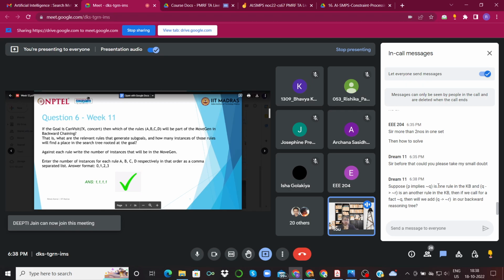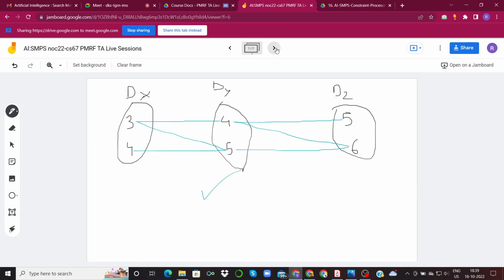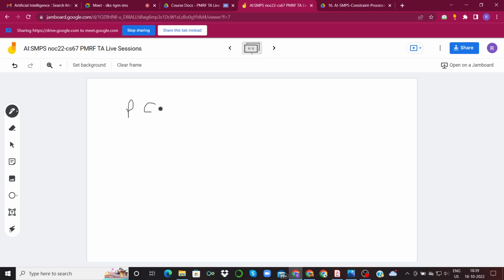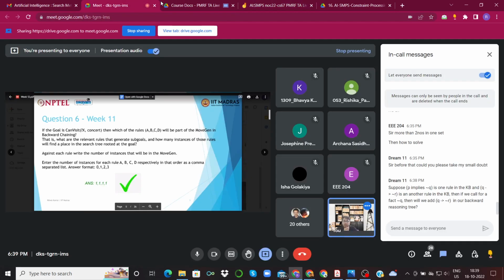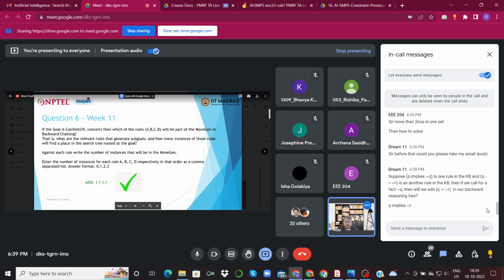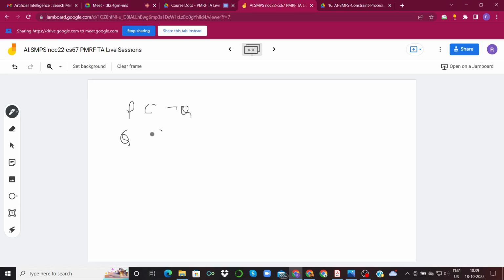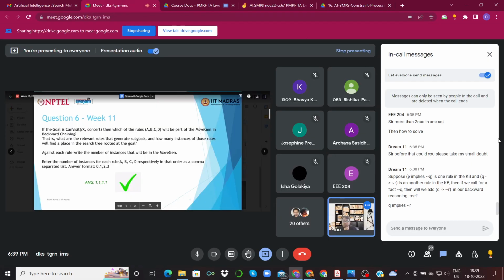Yes, you had a question. Suppose P implies negation of Q is one rule in the knowledge base. Let's write this down: P implies negation of Q. And Q implies negation of R.